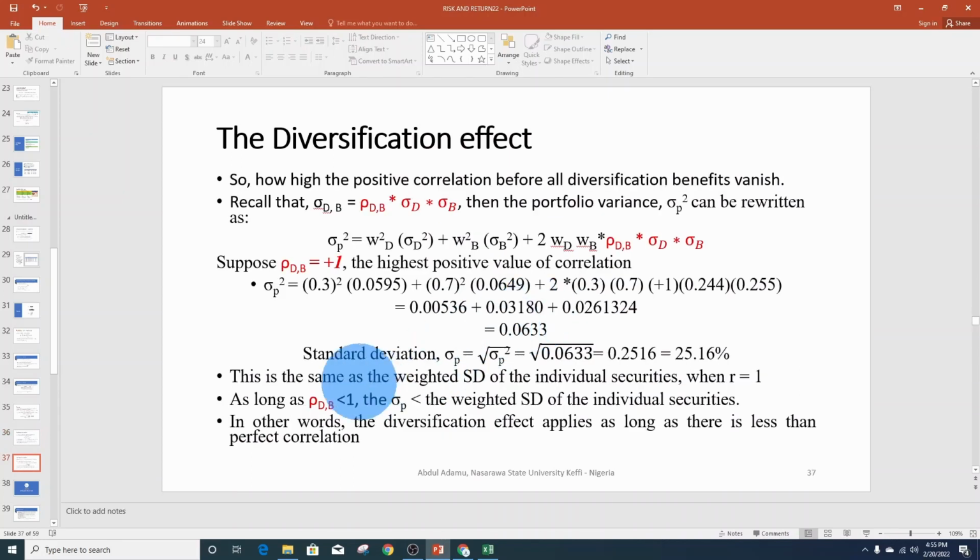So that means as long as the correlation value is less than 1, the portfolio risk will be less than the weighted standard deviation of the individual securities. So in other words, it means that the diversification effects apply as long as there is less than perfect correlation. So this is the end of this lecture.